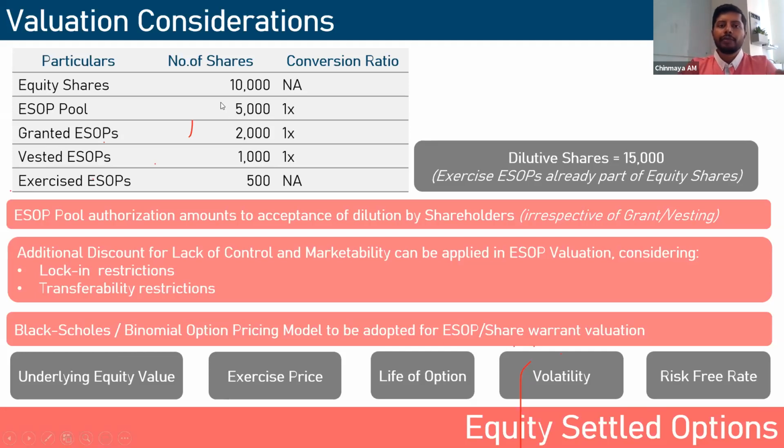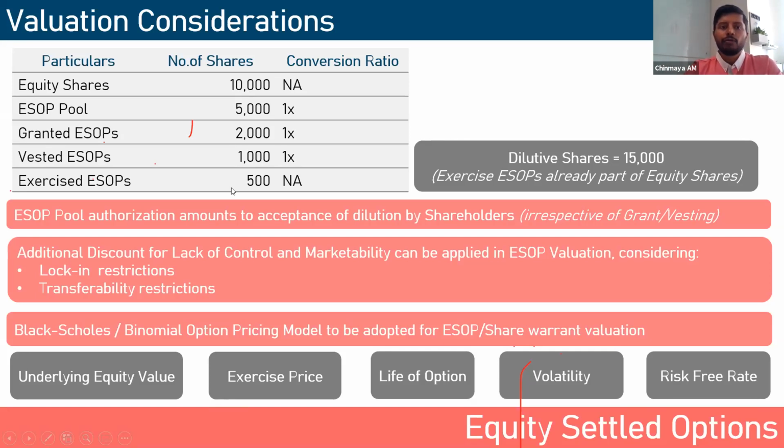So accordingly, there may be a view, based on the facts of the case, that if the company has already reached sufficient maturity and they don't see a need for ESOP, whatever employee requirements there are can be compensated by cash, and the board is not planning to issue any ESOP. In which case, even though 5,000 is there, only 2,000 is granted. So dilutive shares equity can be taken as 12,000, 10,000 plus 2,000, instead of taking 15,000.